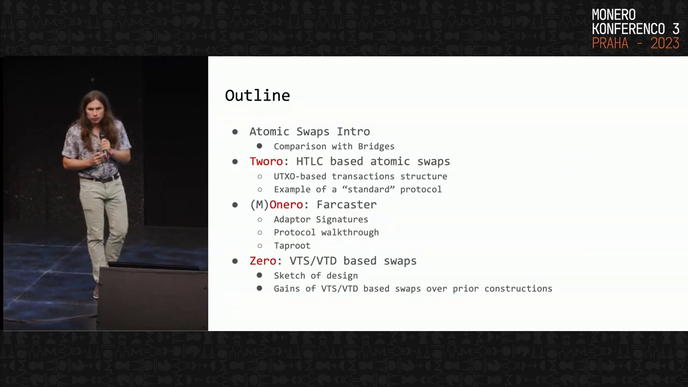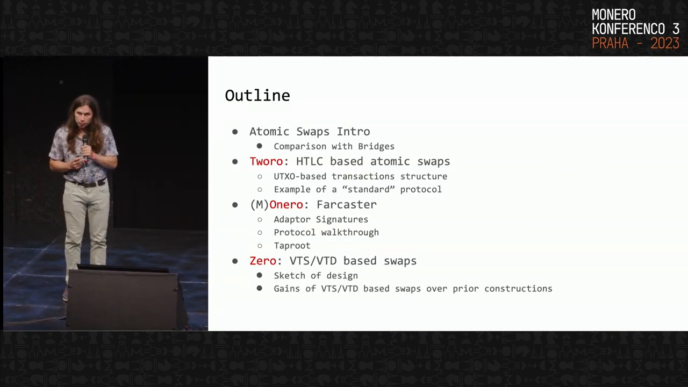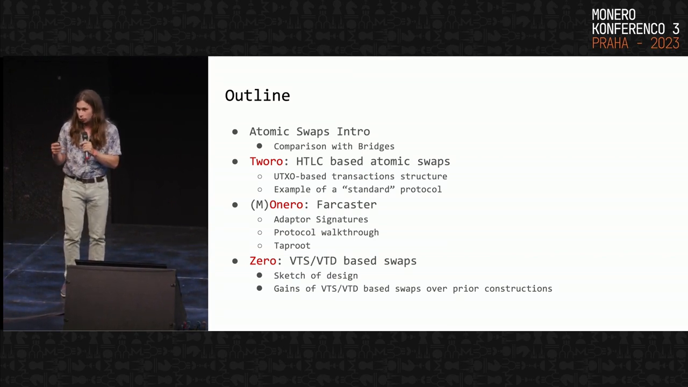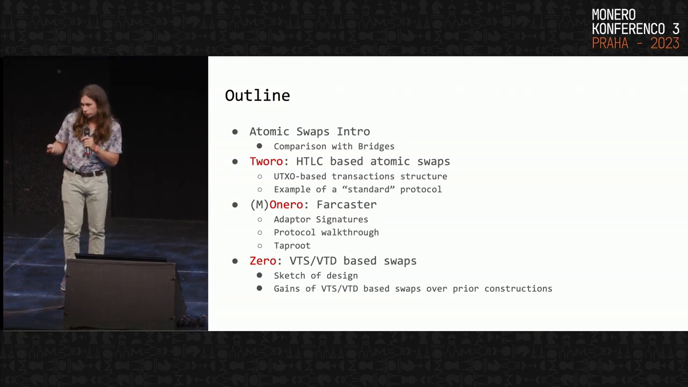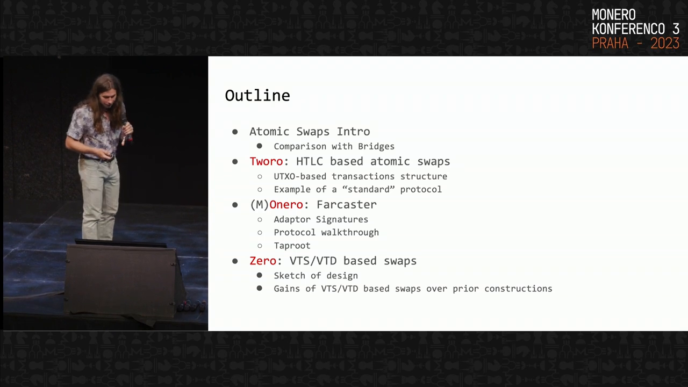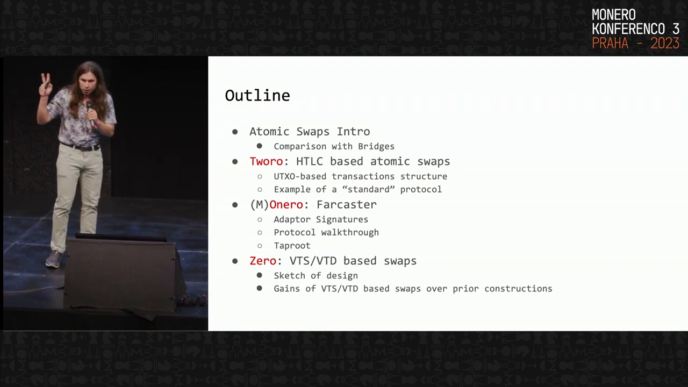So I'm going to walk through the history a bit of atomic swaps, because I want to identify the bits and pieces that have stayed the same, to identify how these protocols are designed, and to see which limitations they all share. The row here refers to how much on-chain knowledge you need.